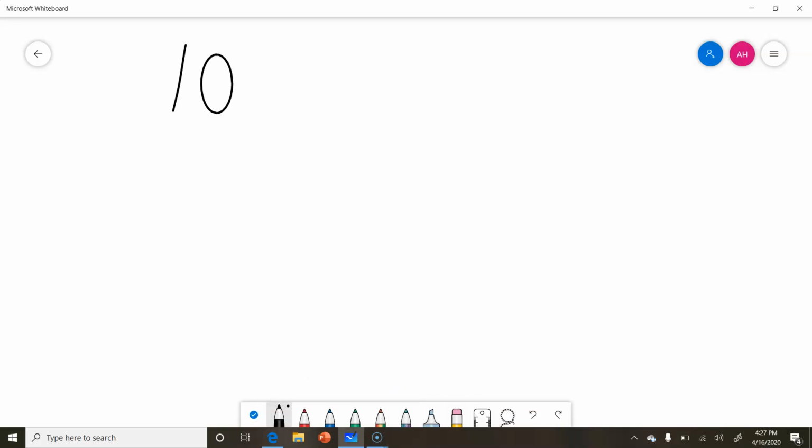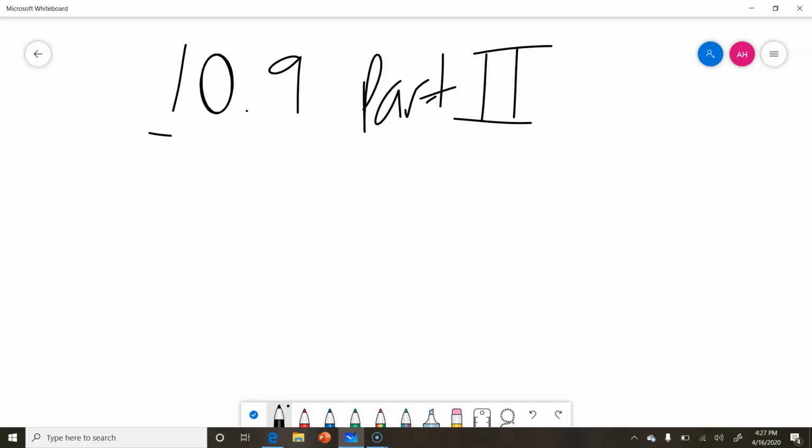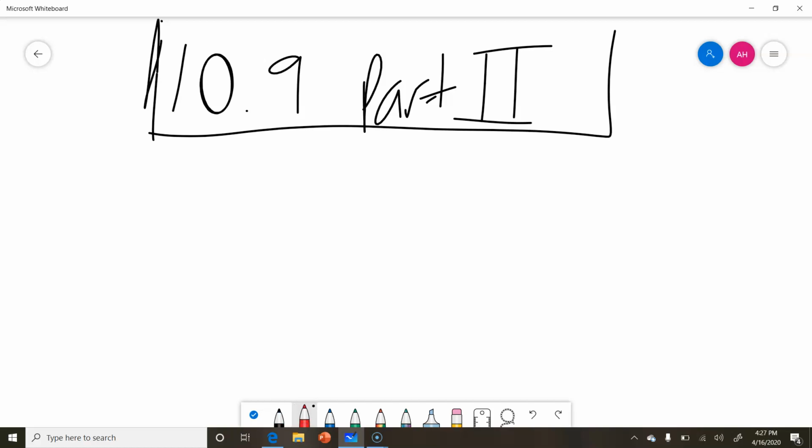So today is review. This is 10.9, and we're going to do a part 2, so that way you can make sure that you really understand this lesson. I think everybody will do fine, but this is just in case you struggled a little bit on the last one. So we're talking about probability, and one of the key things that we need to know about probability is the words that they use, okay?